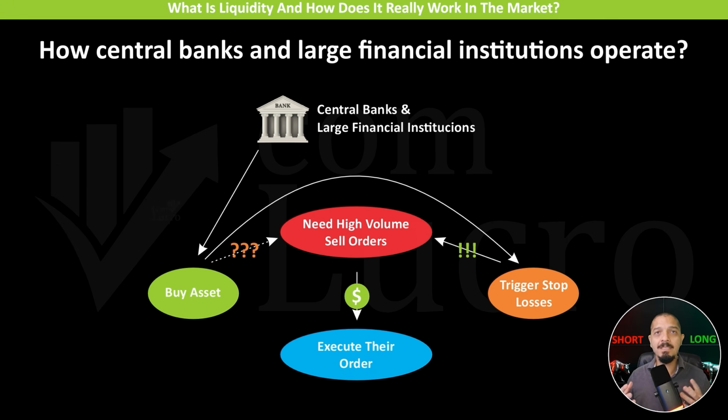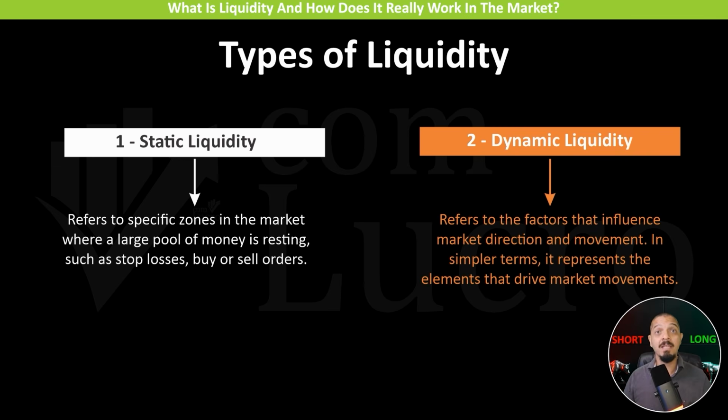To thrive and succeed as a profitable trader, identifying liquidity on the chart is essential. These areas, where significant volumes of orders are present, provide valuable insights into market dynamics and help prevent substantial losses. Liquidity can be classified into 2 types: static liquidity and dynamic liquidity.